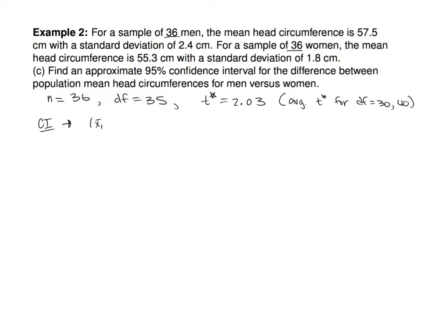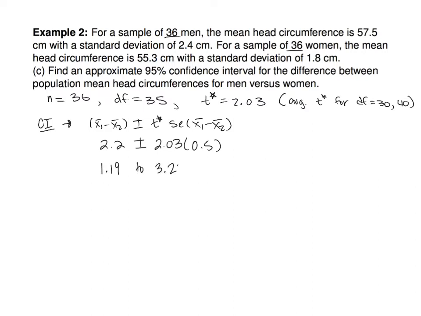Well, we're taking x1 bar minus x2 bar plus or minus our t star times the standard error of x1 bar minus x2 bar. It's almost the exact same as the previous lesson, except the only difference is that you have x1 bar minus x2 bar instead of a singular x bar or a singular d bar. So we have 2.2 plus or minus 2.03 times 0.5, which comes out to be 1.19 to 3.22.